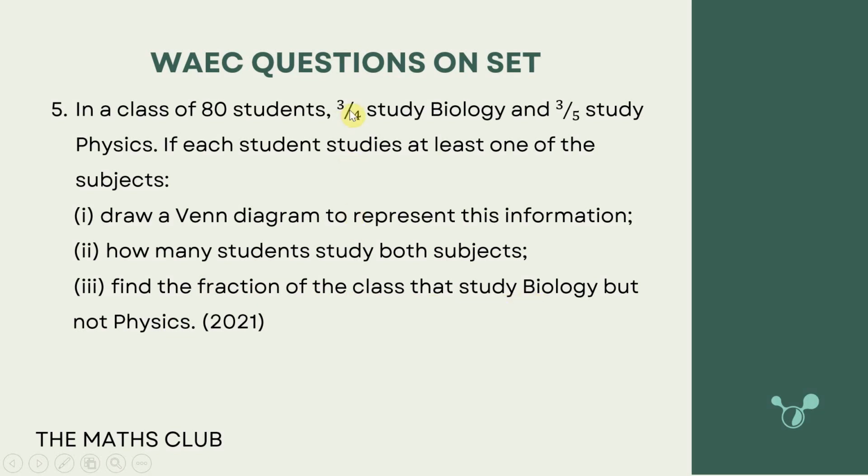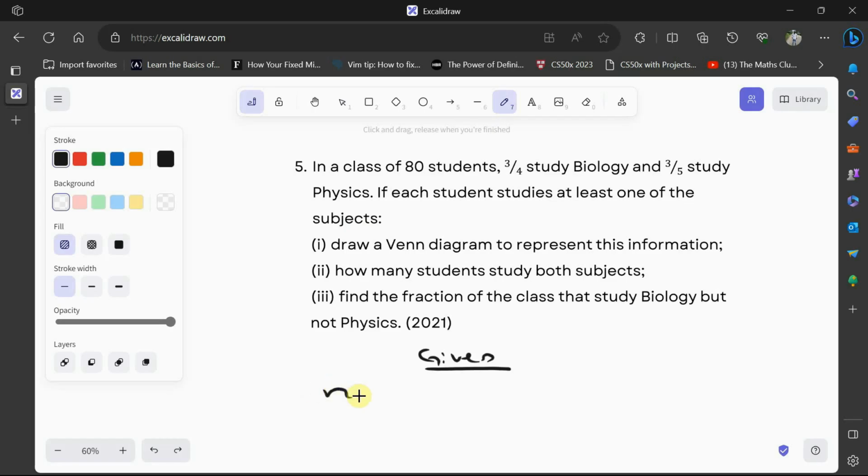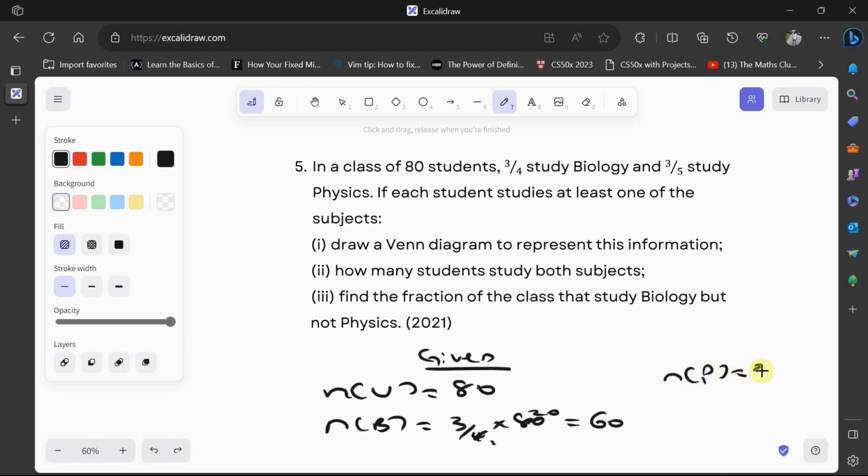First, let's take 3/4 and 3/5 and turn them into normal numbers. The number of people in the universal set, the number of students, is 80. The number of students studying biology is 3/4 times 80. If you do 3 times 20, you have 60. So 60 people are studying biology. The number of people studying physics is 3/5 times 80. If you do 80 divided by 5, that gives you 16.